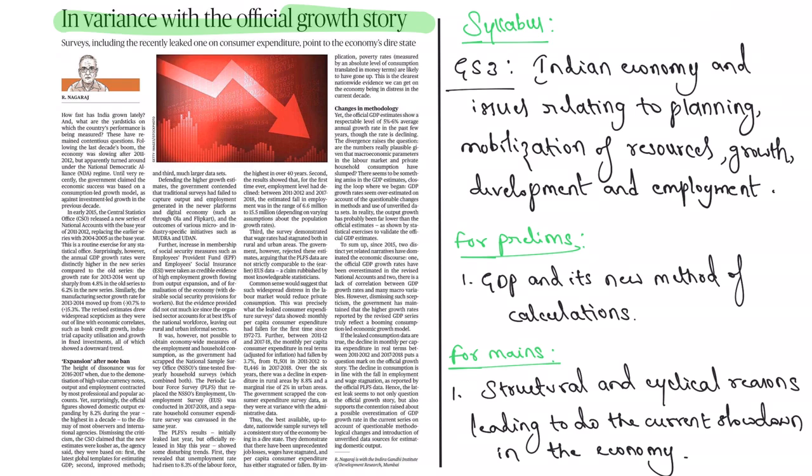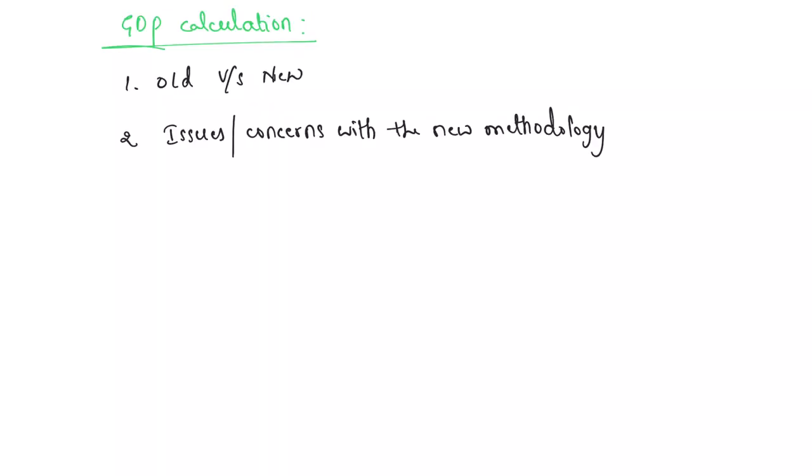This article can be linked to the syllabus GS3, that is Indian economy and issues relating to planning, mobilization of resources, growth, development, and employment. And from the prelims perspective, we have to learn what GDP is and its new method of calculation. And from the mains perspective, we have to study the structural and cyclical reasons which are leading to our current slowdown in the economy. And now let us look into what GDP is.